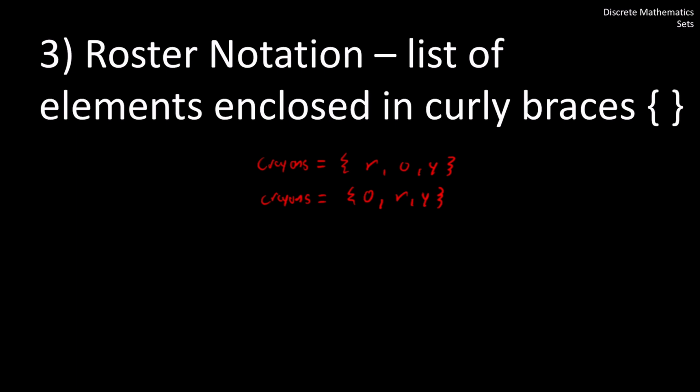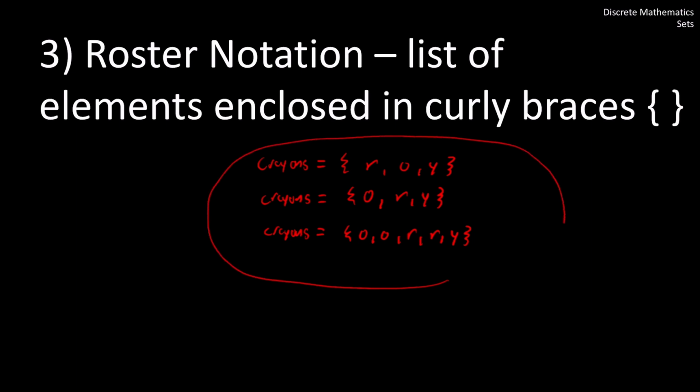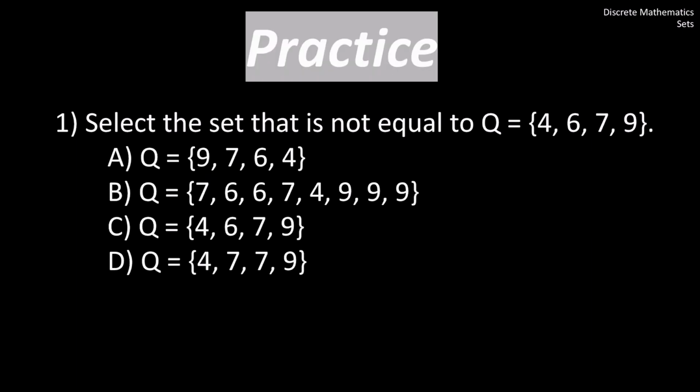Also, repeating an element does not change the set. So if we have 2 red and 2 orange crayons, we can also represent this set as orange, orange, red, red, and yellow. In essence, all these sets are equal to each other. Number one, order is not important in this set right here. And in our third set, repeating an element does not change the set. So all these sets are equal.